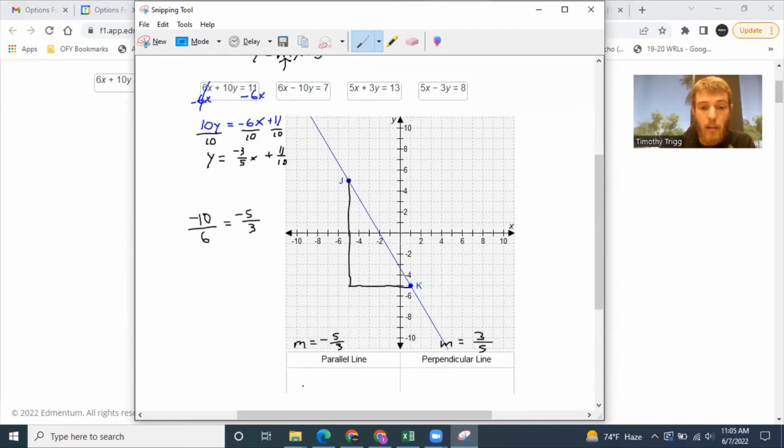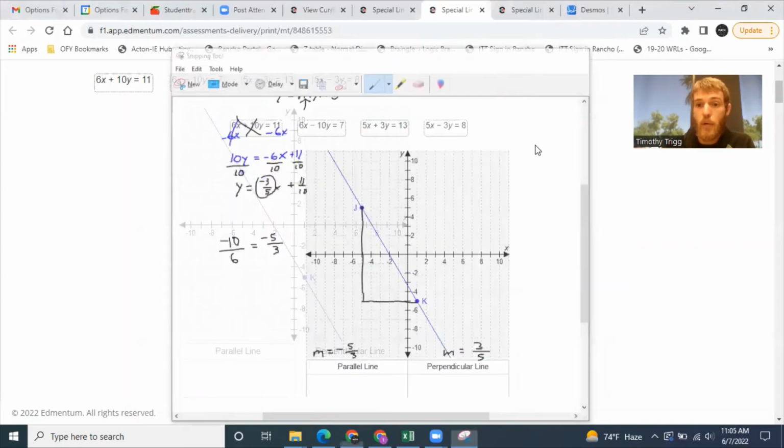Would that be a parallel line? Would that be a perpendicular line? Or neither? Well, in this case, it's a neither, because it's not -5/3 and it's not 3/5. See, this slope does not match those slopes down there. So that tells me that this one is a neither, so you're not going to put it in either category. Find the slopes of these other equations and figure out which category they should go in.